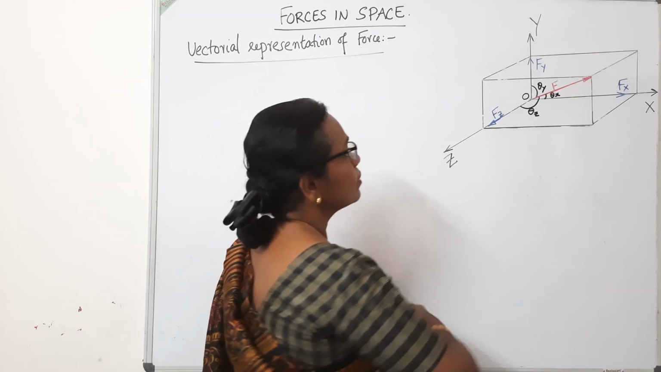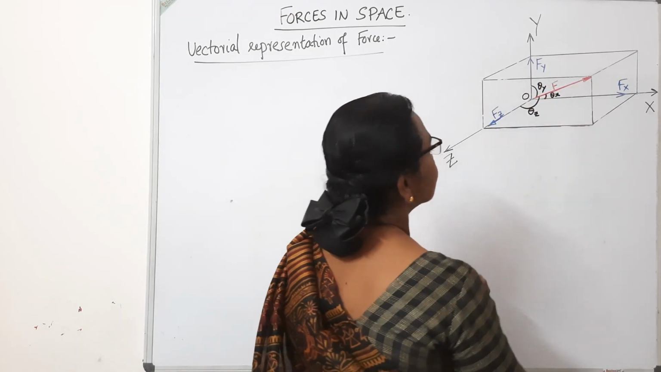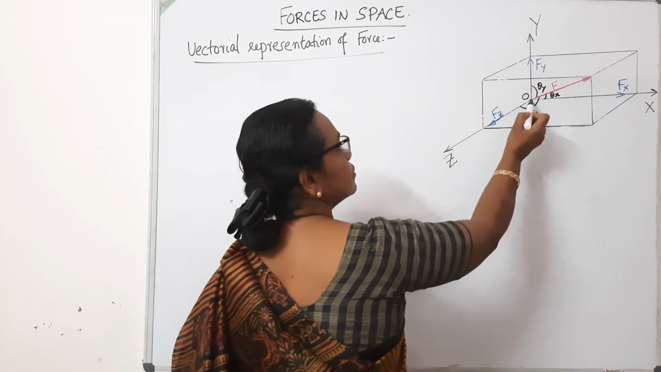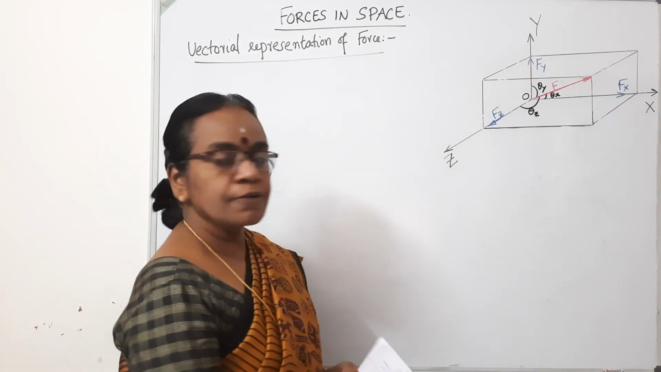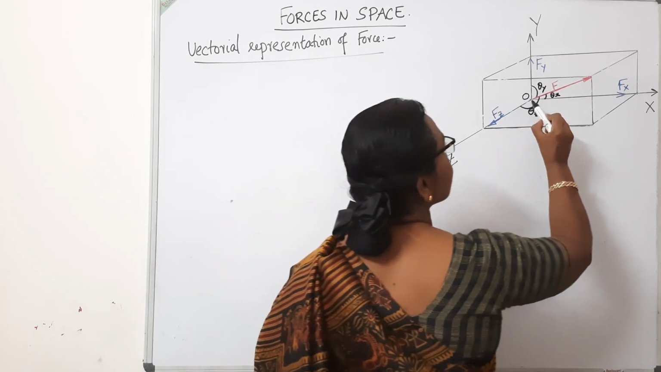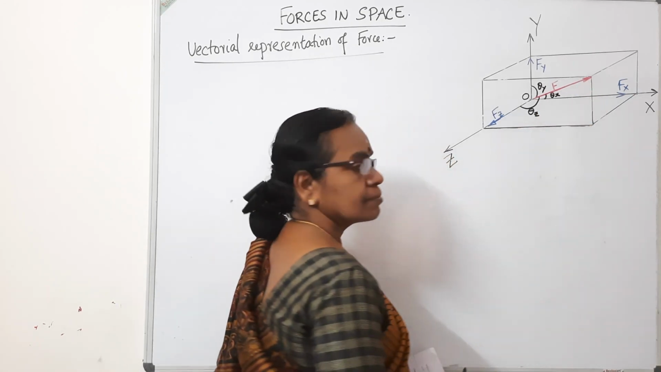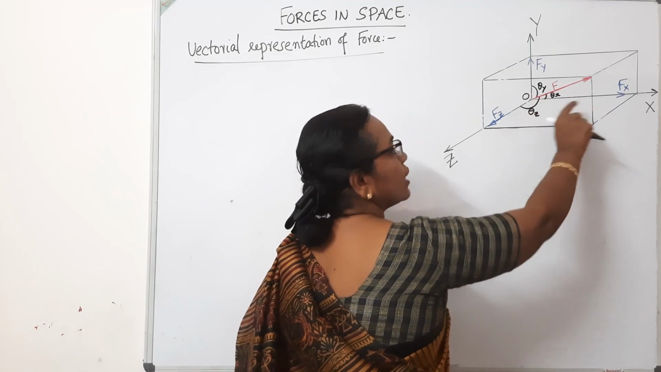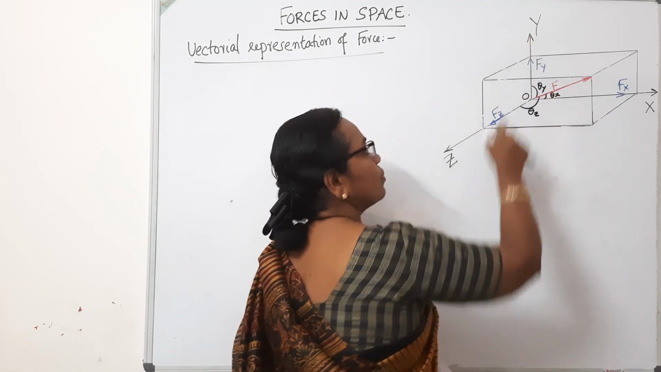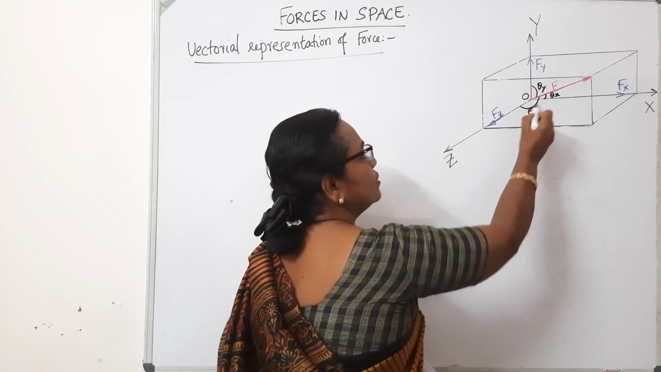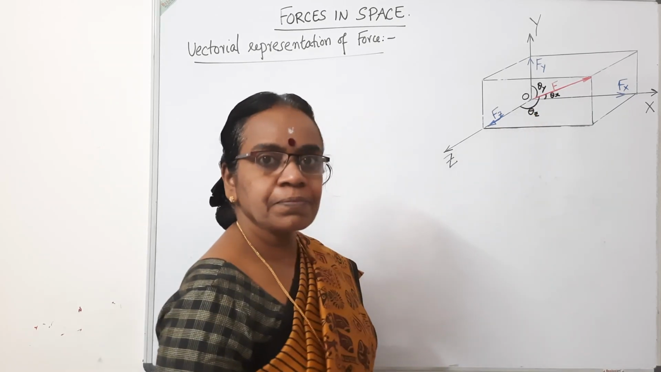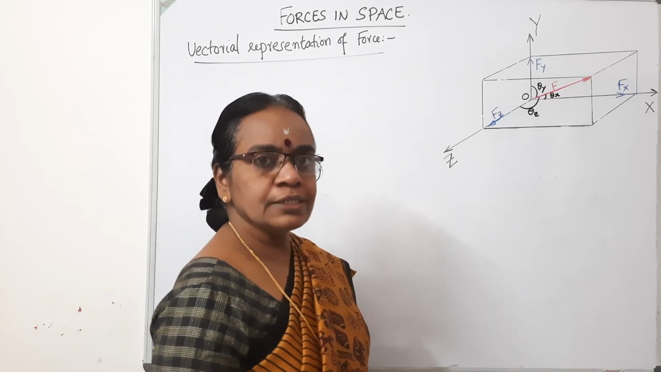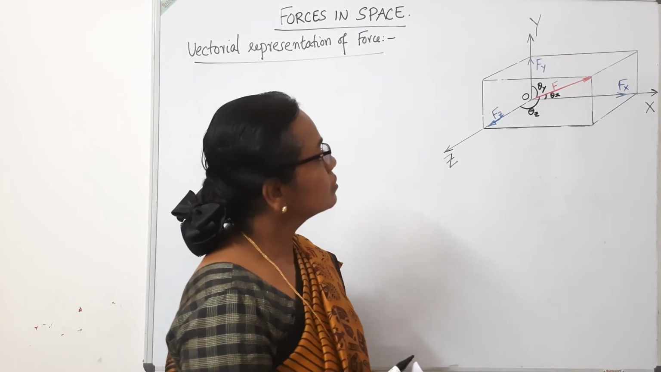So consider here a three-dimensional space system, say with three axes x, y, z. O is the origin. A force F is acting from the origin, and the force F makes an angle theta x with the x direction, theta y with the y direction, and theta z with the z direction. So F is a force acting at point O, and it is in space.